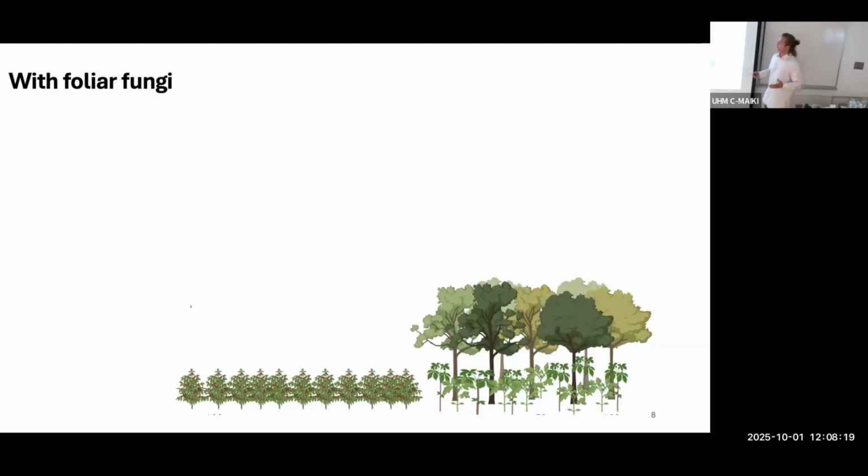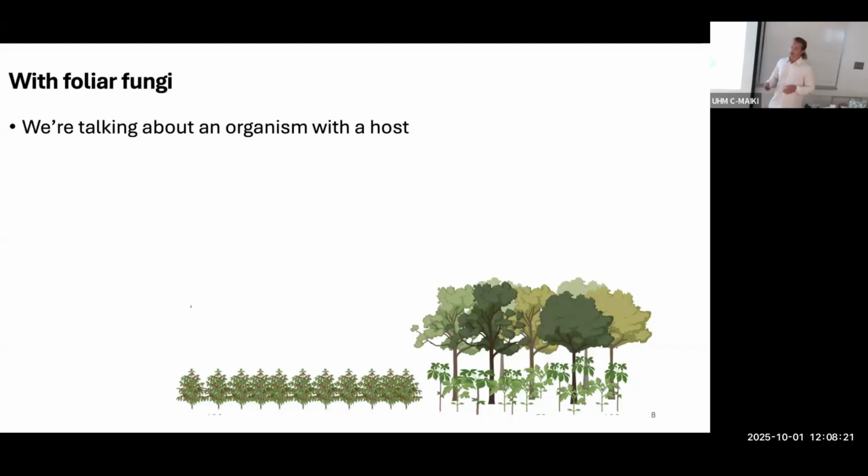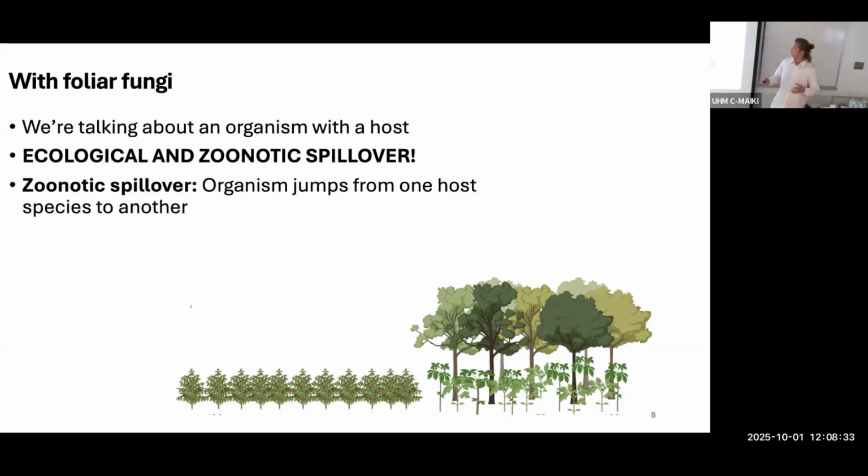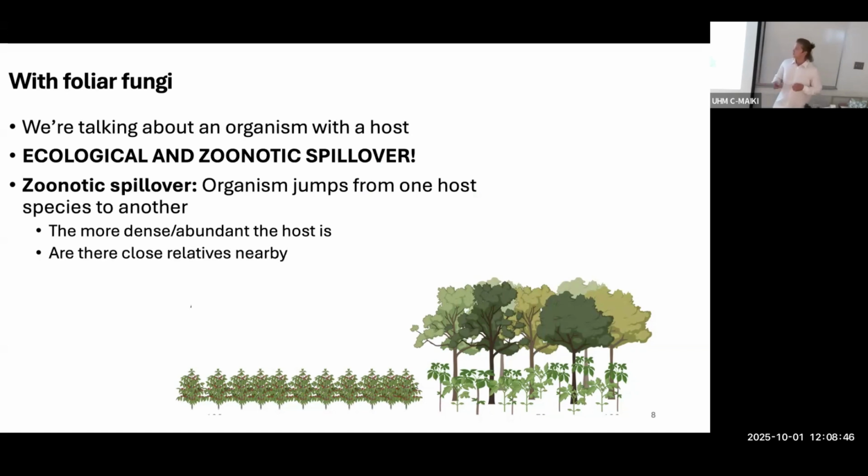And so when thinking about foliar fungi, we're talking oftentimes about an organism with a host. So these are things that are living on and inside of leaves. And so we have to combine our thinking of both ecological and zoonotic spillover to think about this concept. So zoonotic spillover is when we think about an organism jumping from one host species to another. And this increases in likelihood, generally speaking, the more dense or abundant that host is in a given area and whether or not there are close relatives nearby.